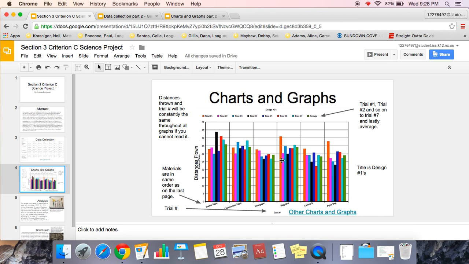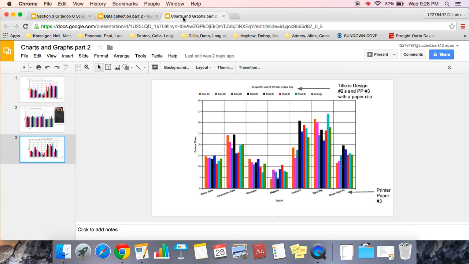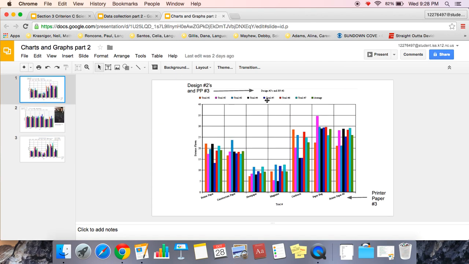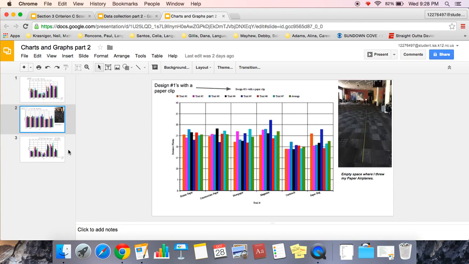And then I have charts and graphs. Obviously, with 7 trials, there are 8 bars because of my average, and the distances flown and trial number are just labeled. Here's my graph on design number 2s and printer paper number 3. These are the paper clip results. Here I've got pictures. This is just where I threw my paper airplanes. It's the empty space in Ingersoll Rand.